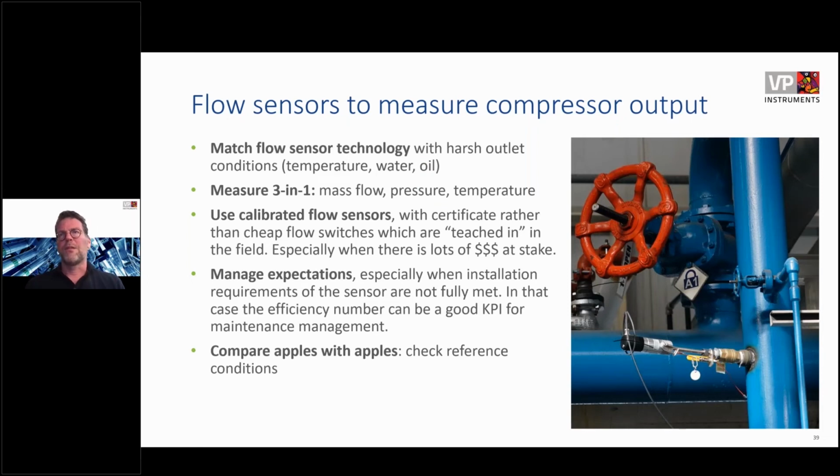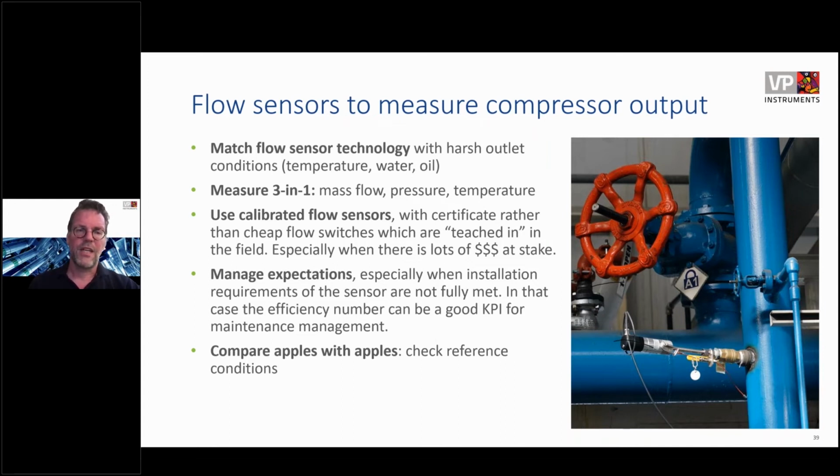Now, flow measurement, that's another story. It's also something you need, of course, to calculate the specific power. And you want to install them, for example, at the outlet of the compressor, if you want to do individual compressor efficiency monitoring. But in that case, it needs to match the harsh outlet conditions. There's water, there could be high temperatures, temperature swings, and there might be oil in the line also. So this is not the easiest environment to put in a flow meter. So some technologies are better than others.